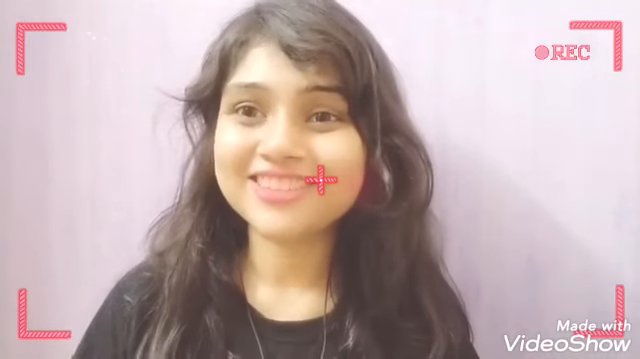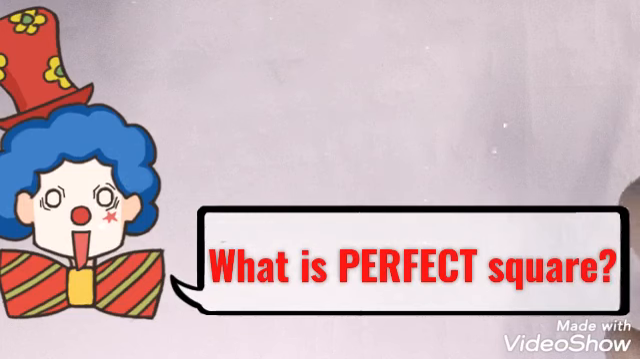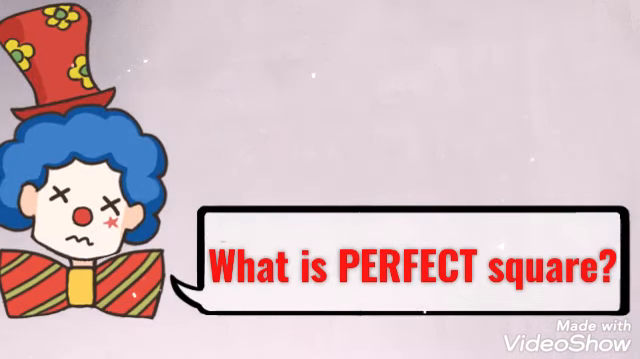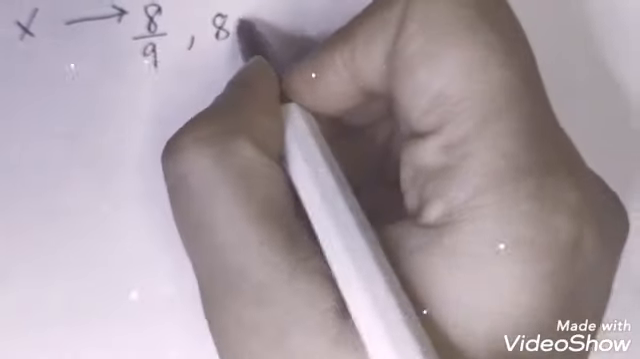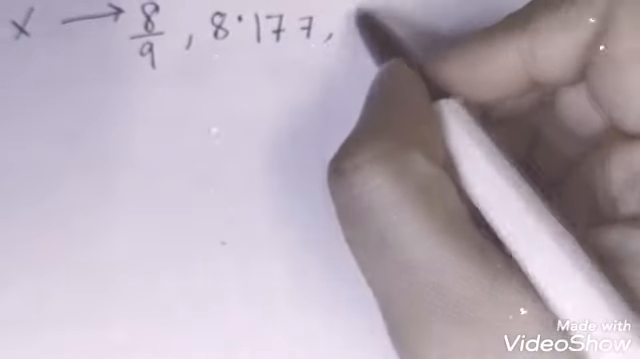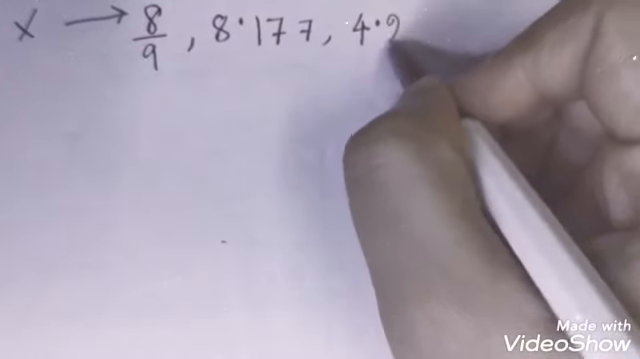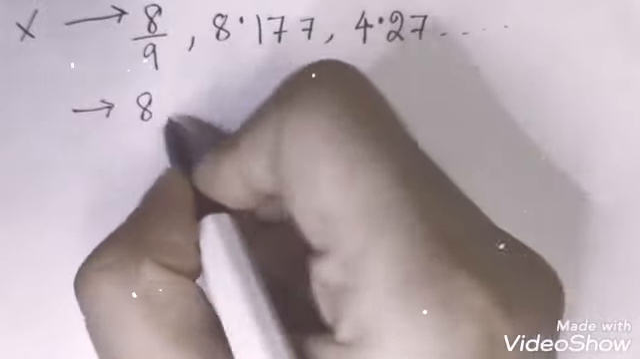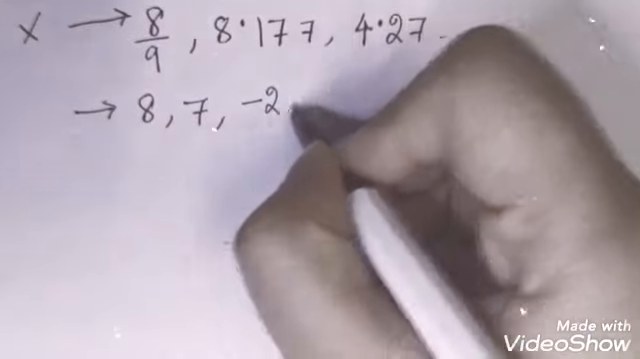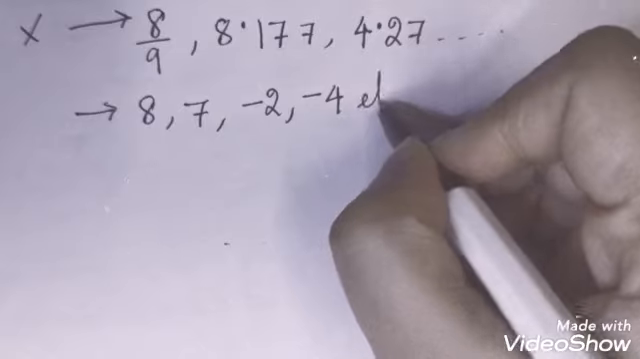So friends, let's start. Perfect squares are the numbers of which if you take the square root, the result won't come to be like fractions. Result won't come as 8 by 9 or 8.77 or something like 4.27 or something like that. That means the result has to be integers, that is 8 or 7 or minus 2 or minus 4, etc.